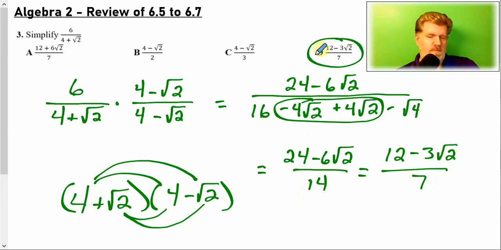Okay. That's how you rationalize a denominator with that crazy thing in there.